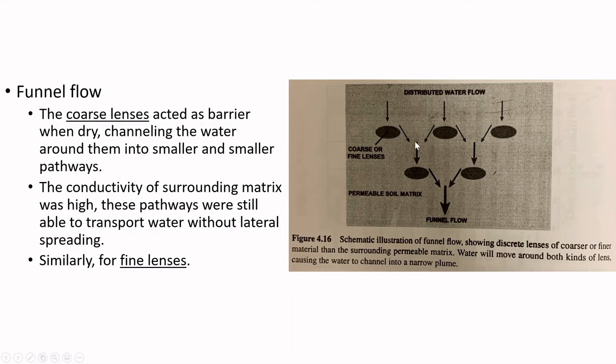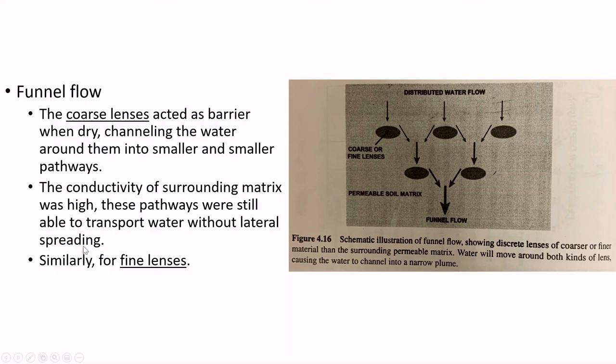So the water will move on the side, move around it, and gather at one place. If this kind of patches, this kind of lenses, appear all over the soil, it might gather in one place, so it feels like a funnel. So it gathers and forms a funnel. So you have a funnel flow. The conductivity of the surrounding matrix was high, and this pathway was still able to transport water without lateral spreading. It means the conductivity of the soil is still high enough that the water can move down without having to move to the side.